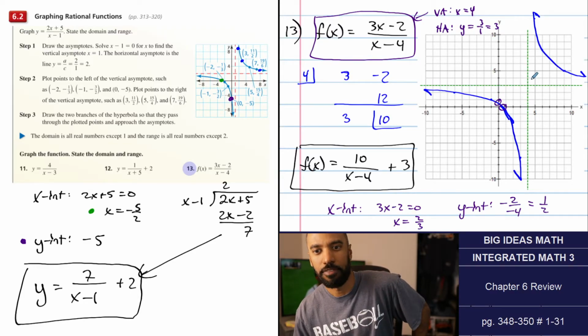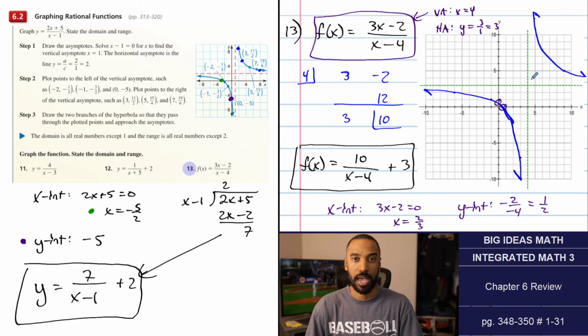Those are the only points I can find easily, meaning there's really not much calculation to do. Any other numbers, you just have to plug in, right? Plug in 5 and see, we don't have anything at 4. Plug in 5 and see what you get.